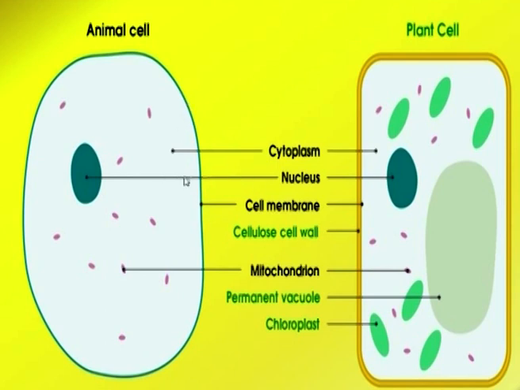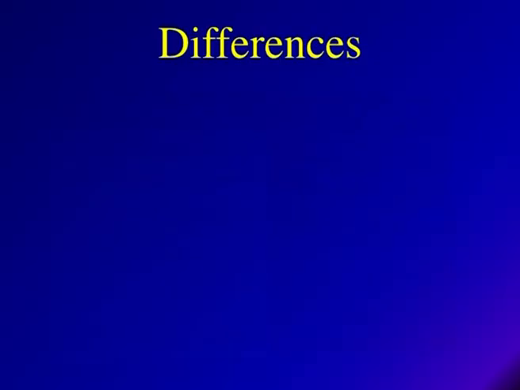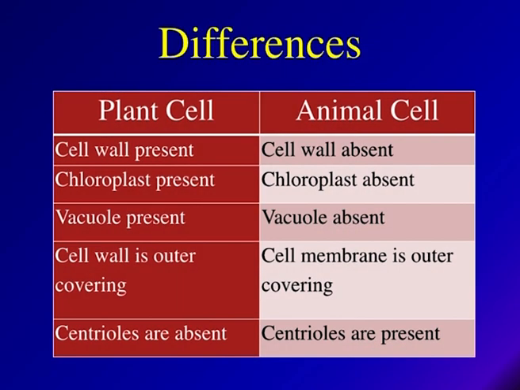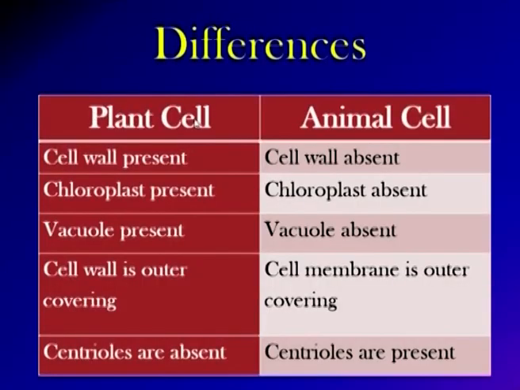Are you clear, children, with these structures? Plant cell has cell wall, chloroplast and vacuole, which is absent in animal cell. So, we will tabulate the information here. You can see a plant cell and an animal cell. In a plant cell, cell wall is present, animal cell wall absent. Chloroplast present in plant cell, chloroplast absent in animal cell. In plant cell, vacuoles present and animal cell vacuoles absent.